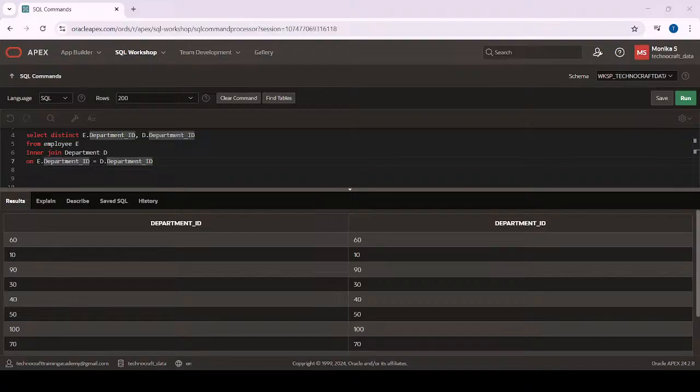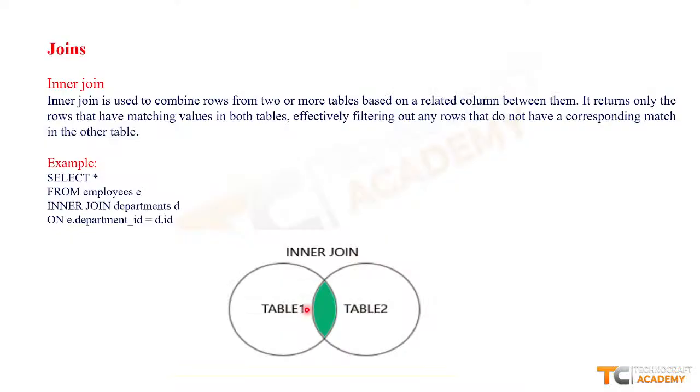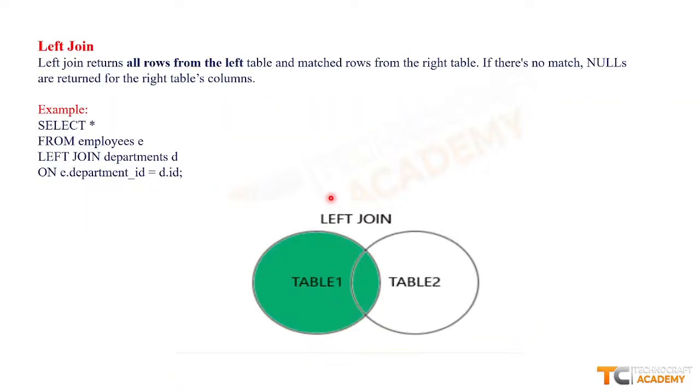Okay, so next let's look into the next join, left join. What happens in the left join is you get all the rows from the left table, or table 1, and only the matching rows from the right table. So if there are no matching values corresponding to the left table, then you will get a null value from the right table. Okay, so let's try an example for this.